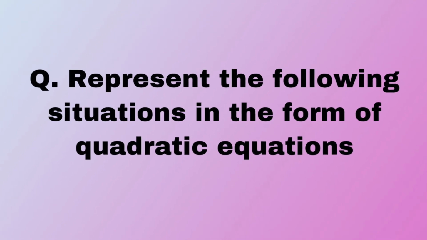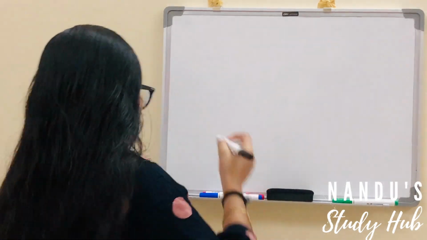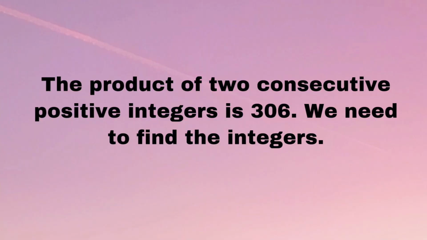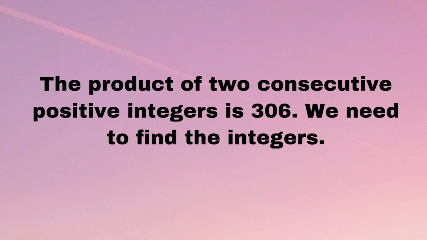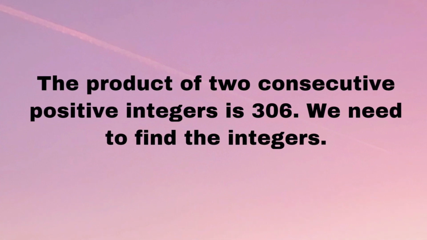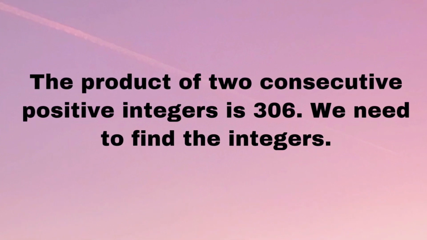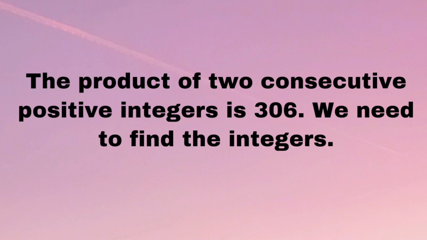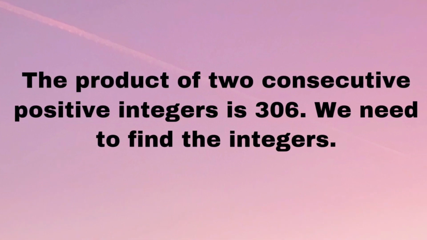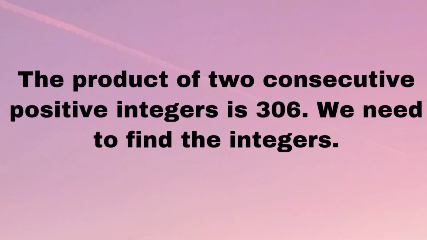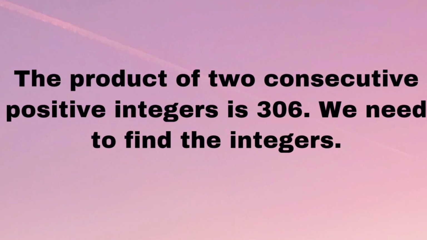So we'll do the second type of questions now. Represent the following situations in the form of quadratic equations. So in these type of questions, you only have to form an equation, you don't have to solve it. So the first question: the product of two consecutive positive integers is 306. We need to find the integers.